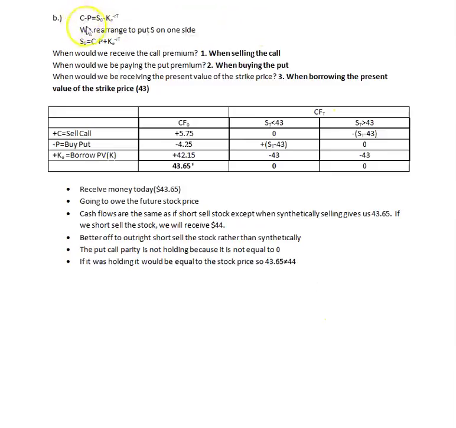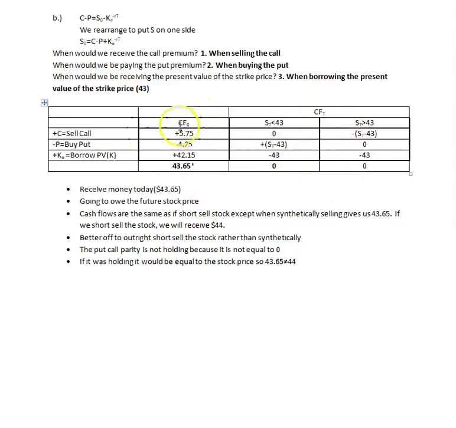Well, again, here is our put-call parity equation, and we will need to arrange it to put S on one side. So, when would we receive a call premium? That is when we are selling a call, so positive C. When would we be paying the put premium? That is when we are buying the put, so a negative P. And when would we be receiving the present value of the strike price, which is a positive K? And that is when we are borrowing the present value of the strike price, 43. So again, here are our cash flows, and here is our cash flow at time of expiration.